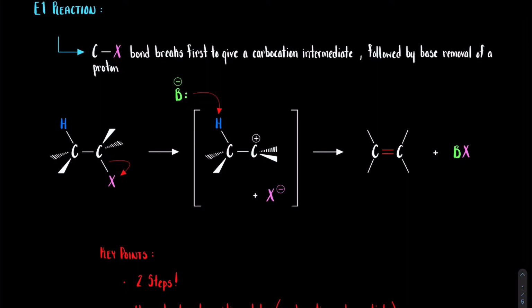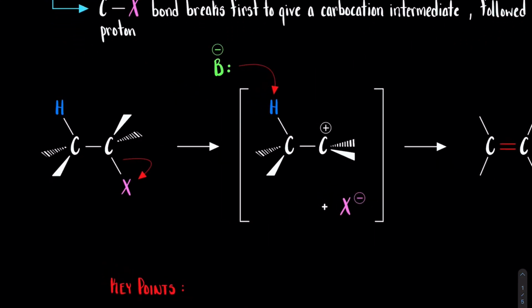So, as I stated previously, these elimination reactions can occur by a couple of mechanisms. The first one is the E1 reaction. This is where a carbon-halogen bond will break and give a carbocation intermediate, which is immediately followed by the base removal of a proton. So, let's take a look at this mechanism.